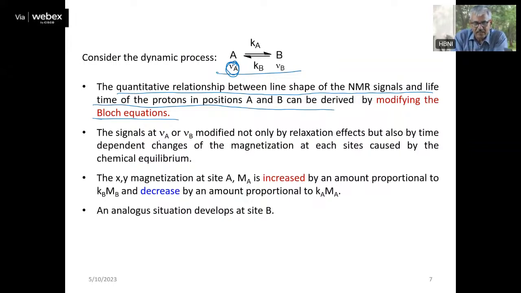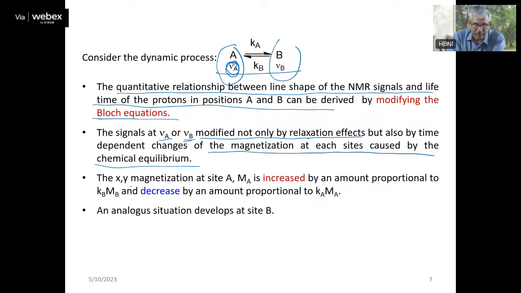Now, the signals at nu A or nu B will be modified not only by the relaxation effects. You must remember that when there is no exchange, the signals at A and B depend solely on the relaxation effects. But in this particular case, there is also a time-dependent change of the magnetization at each site caused by the chemical equilibrium. That part I have clearly told you.